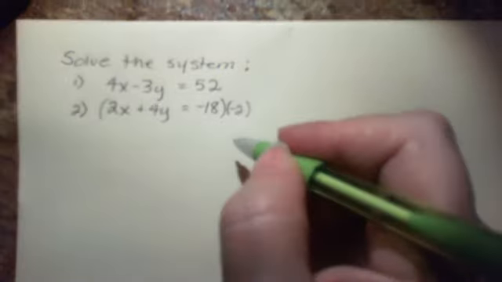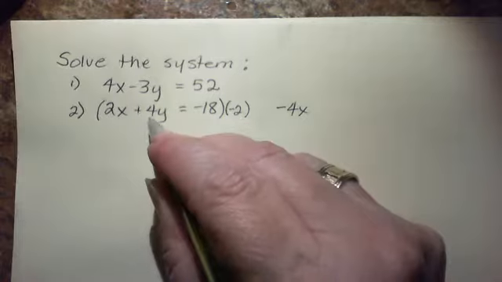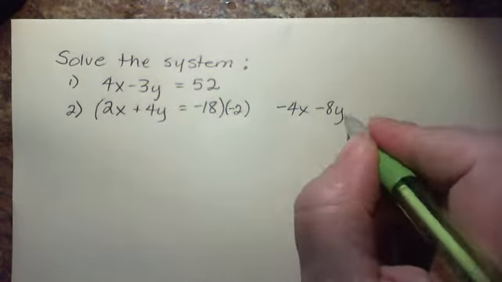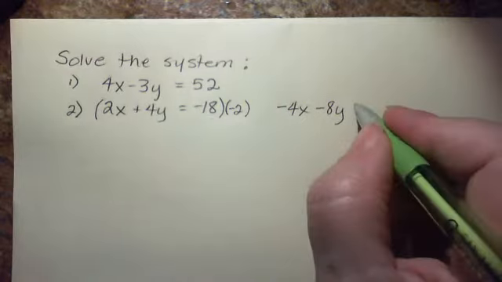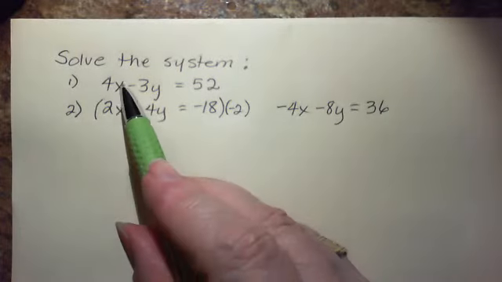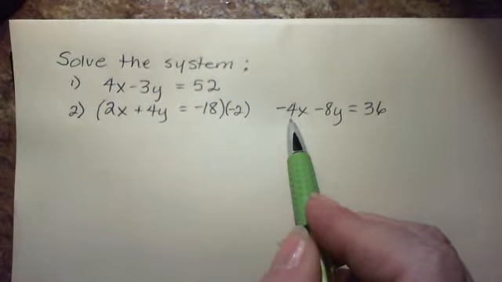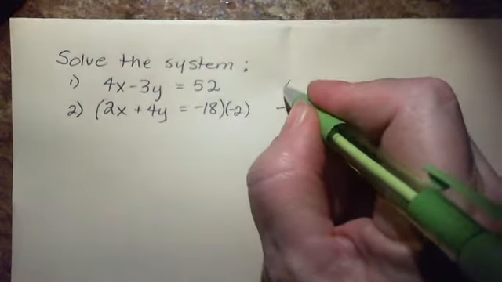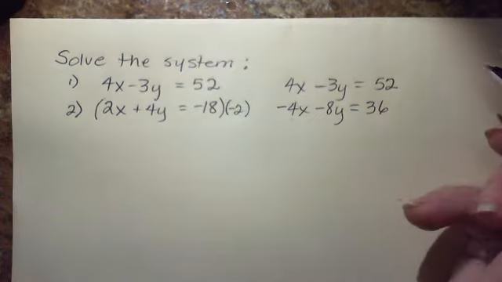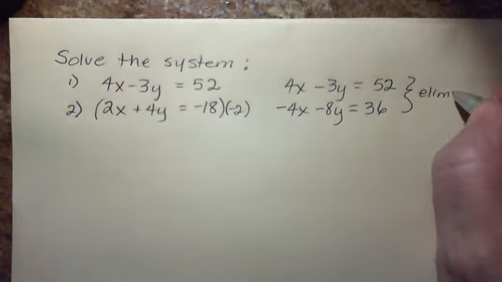I'm going to rewrite that to the side here with the multiplication done. That becomes negative 2 times 2x is negative 4x. Negative 2 times 4y is negative 8y. Negative 2 times negative 18 is positive 36. And now I'm going to bring equation 1 over, rewritten with no change, because I will have a chance to eliminate the x's here. So it comes over with no change as 4x minus 3y is equal to 52. Now I'm adding these two together to eliminate x.